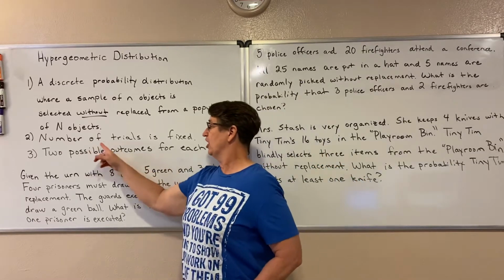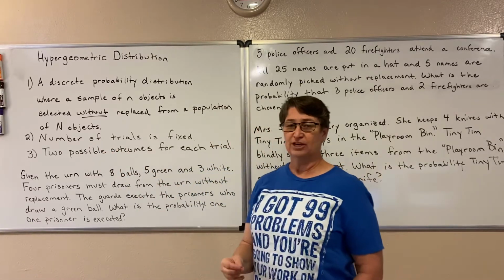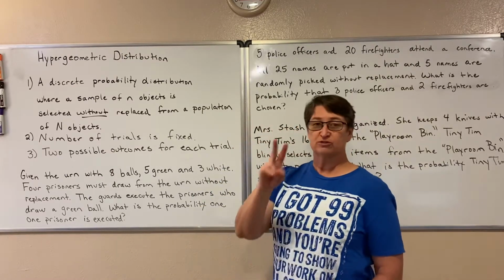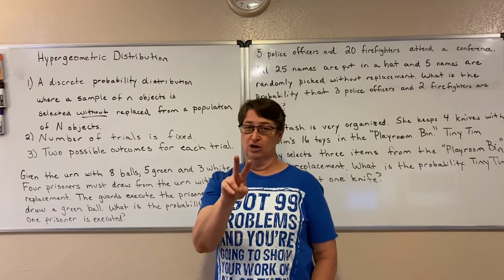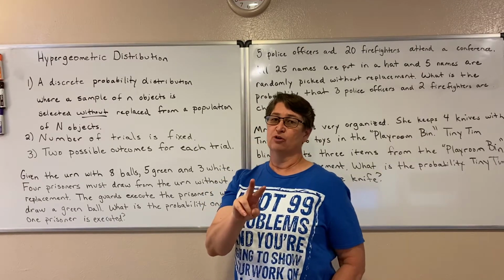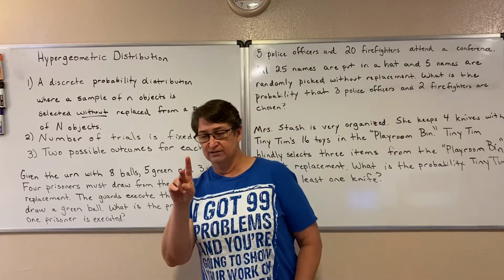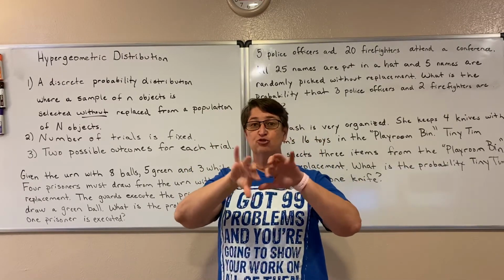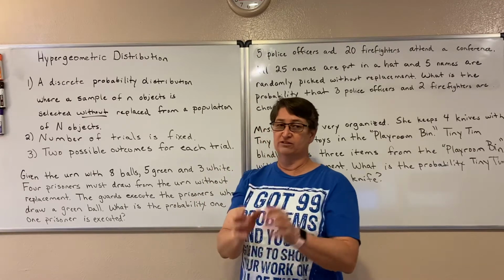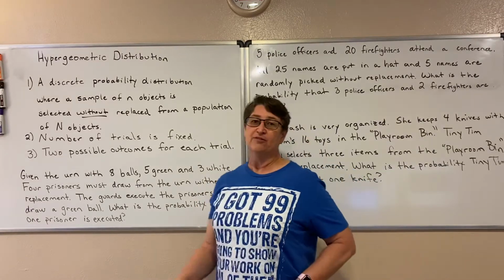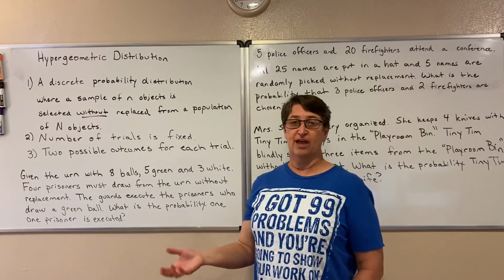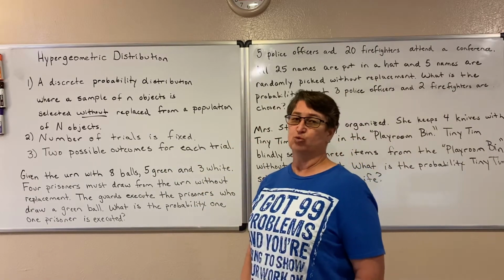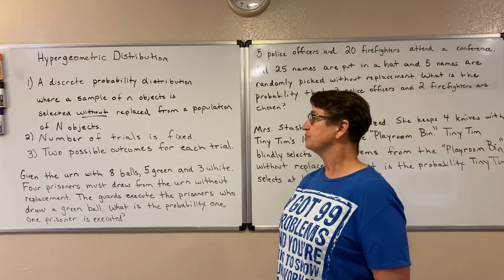Here we also have the number of trials in our experiment is fixed. It's a set number of trials. There will still be two possible outcomes from each of our trials. We'll call one a success and the other a failure. Sometimes we are able to just split it into two groups. We call one success and one failure. In this video, I'm just going to give you three examples of a hypergeometric distribution, and we'll look at how each one of those is met.